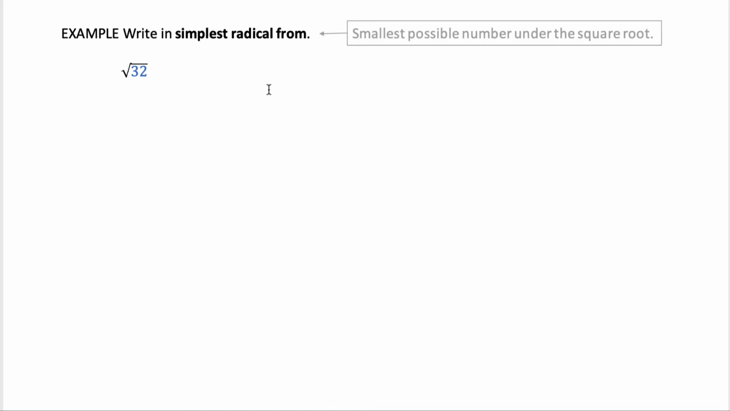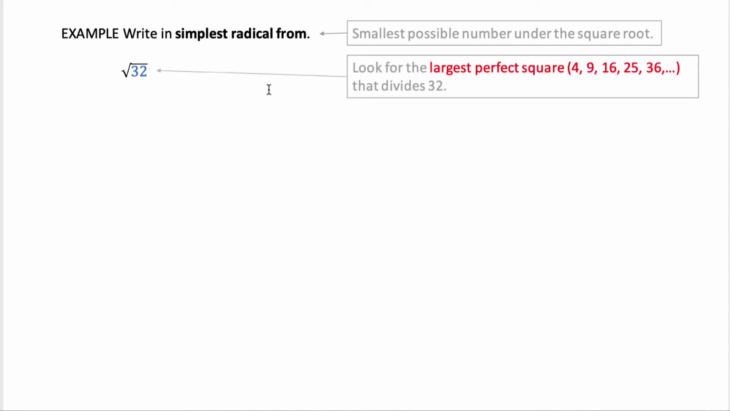Simplest radical form means that you have the smallest possible number under the square root. You will get that by looking for the largest perfect square that divides the number under the square root, so 32 in this case. Perfect squares are numbers that are squares of integers. For example, 2 squared makes 4, 3 squared makes 9, 4 squared makes 16, 5 squared makes 25, 6 squared is 36, and so on.